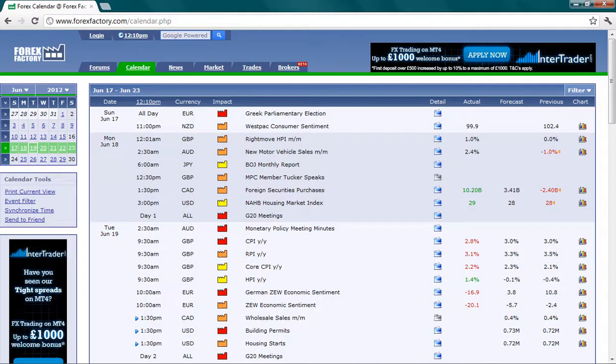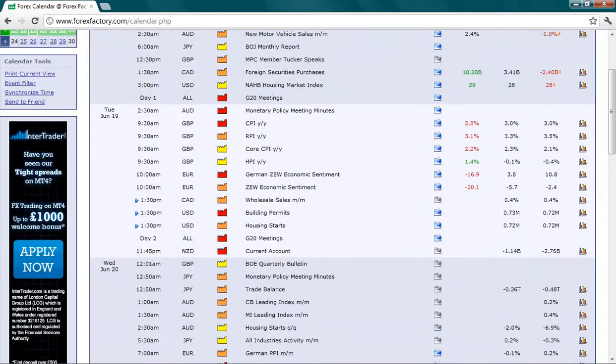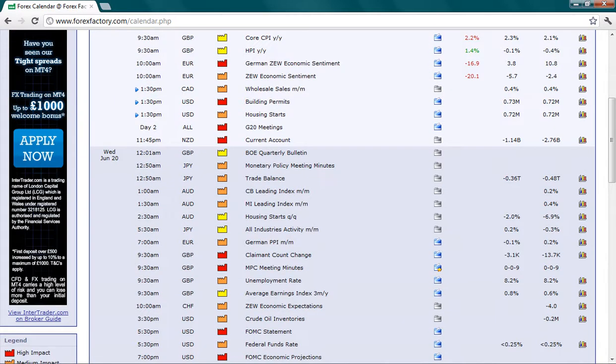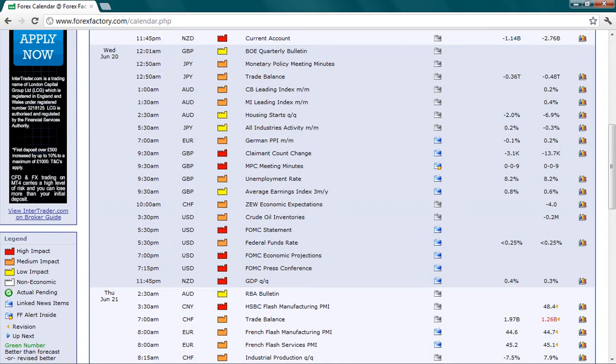Let's have a look at the Forex calendar. What have we already had out today? Out of the UK, we had the CPI year-on-year numbers come out at 2.8%, lower than forecast, which was 3%. At 10 AM UK time, we had the German ZEW economic sentiment. That was forecast at 3.8. We had a shocking number there, minus 16.9. And at 1:30, which is pretty much as we speak, we've got the US building permits numbers forecasted at 0.73 million. And we've also got these G20 meetings out for the rest of the day.